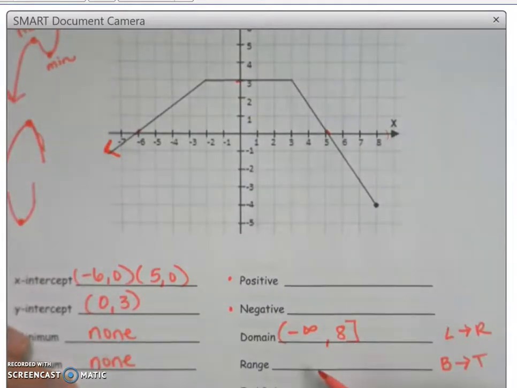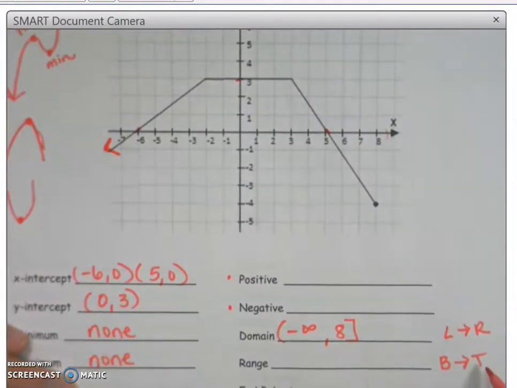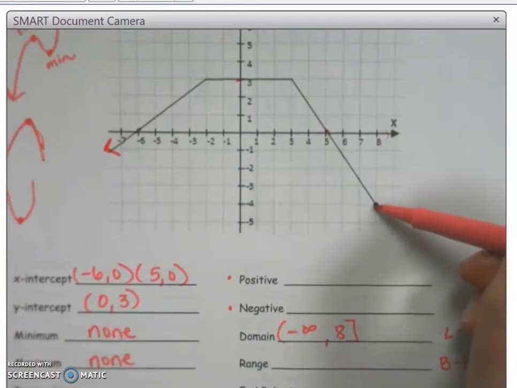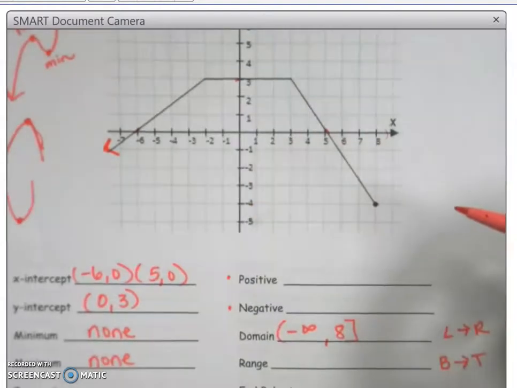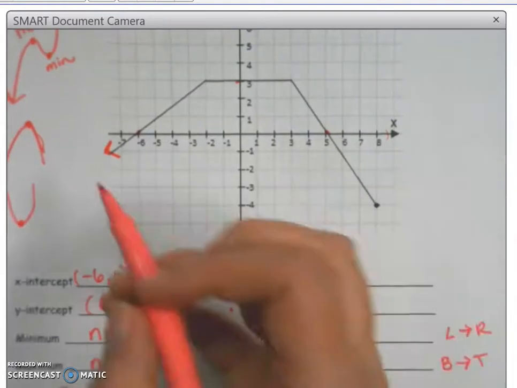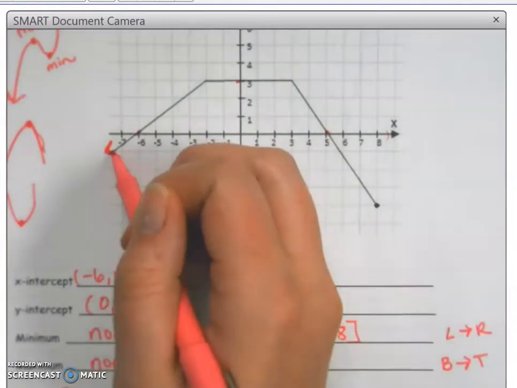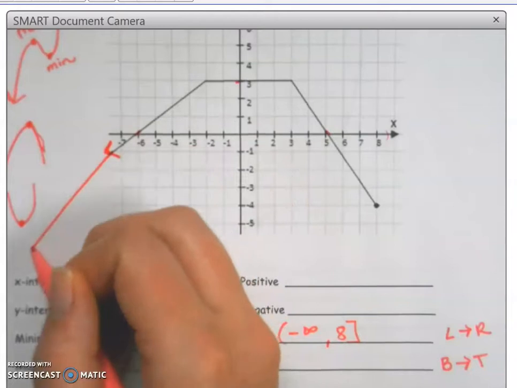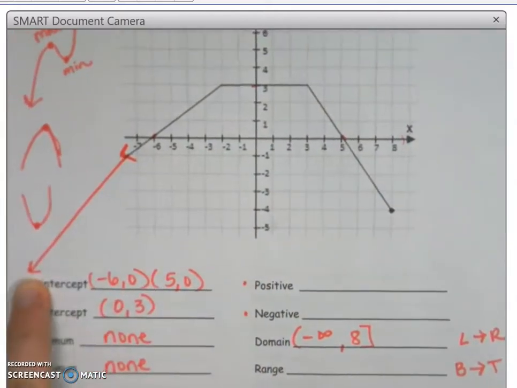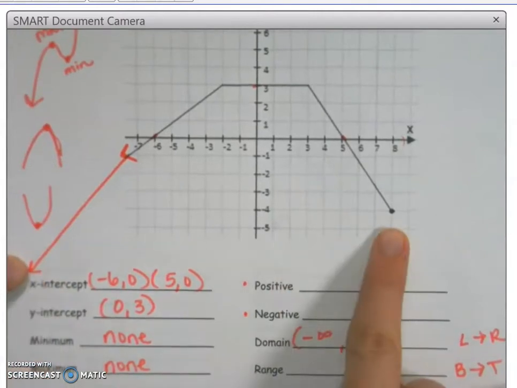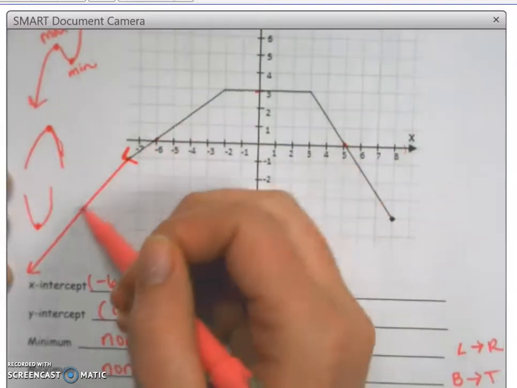Range is all my y values. So this is bottom to top. What's the lowest this function goes? Guys, please be really, really careful. A lot of you are going to think the lowest this function goes is here, which is at -4. And looking at it, I can see where you would think that. But I also need you to remember that this line has an arrow on it and it goes forever, which means it does this. It goes down forever. This over here is lower than -4. So just keep in mind that this is going to keep going down forever.